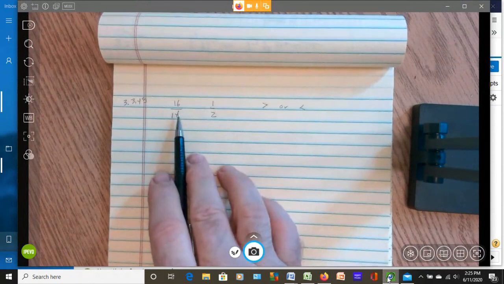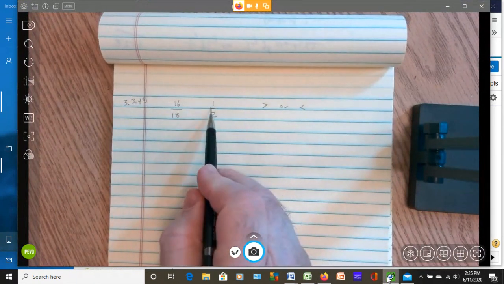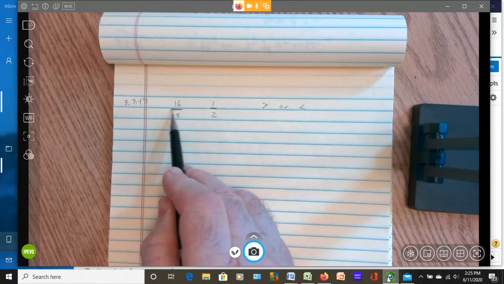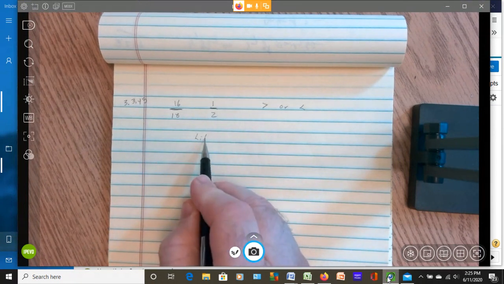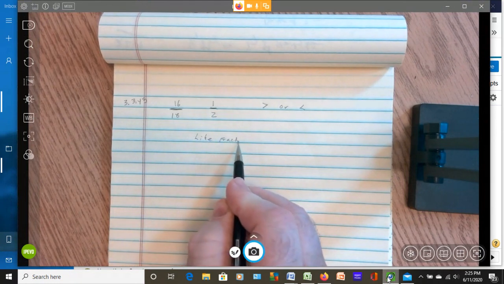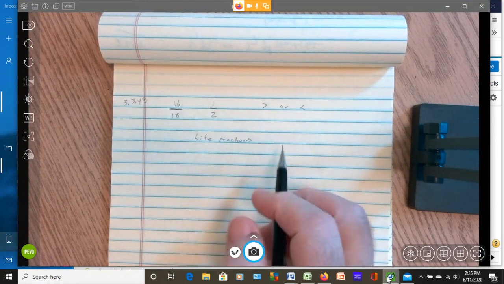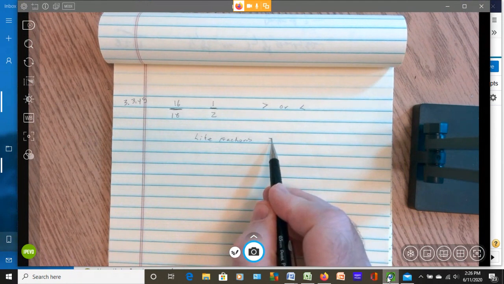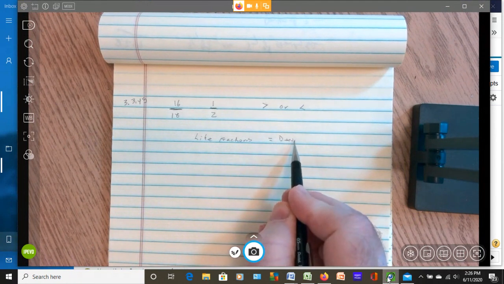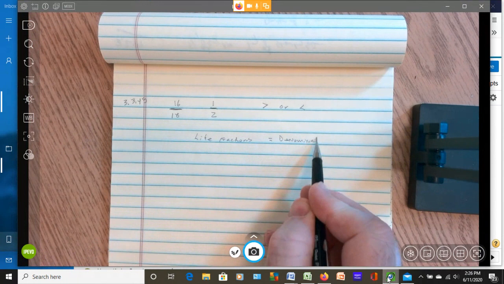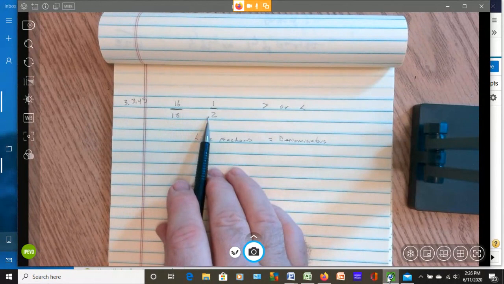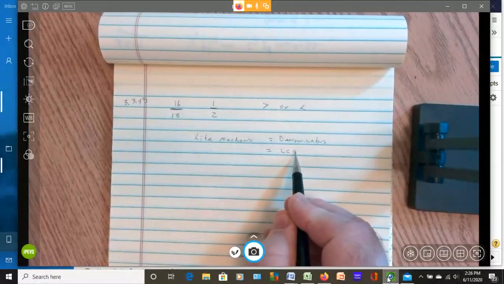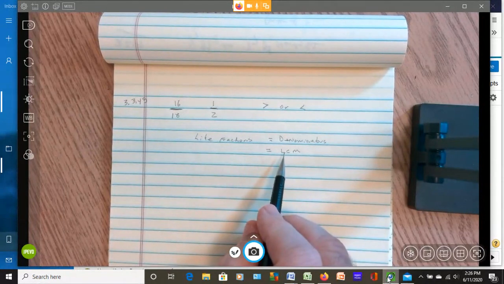Now, when you have two fractions, and you're trying to compare them to determine their relative size, you must have like fractions. And you remember what that means? That means that the denominators are equal. They must have equal denominators. Alrighty, so how can you make these denominators equal? And remember now, we're going to use the idea of a lowest common multiple to make the denominators equal.